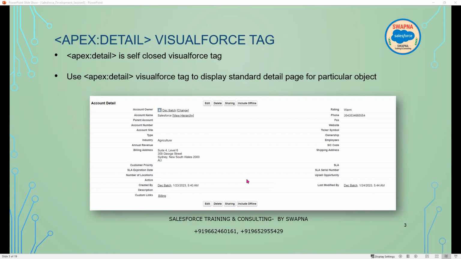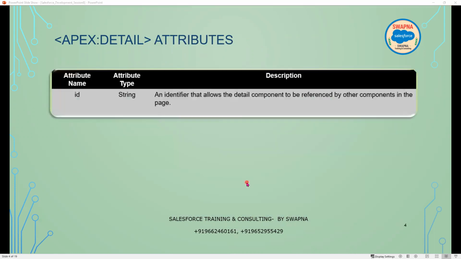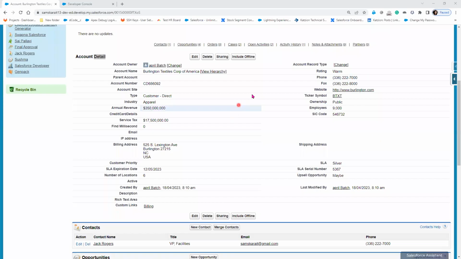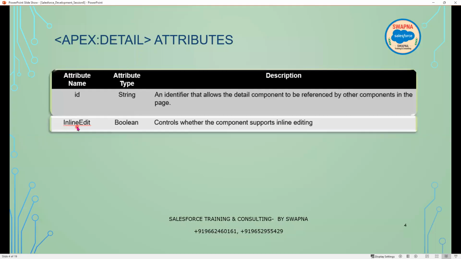Now there are a few attributes on the Apex detail. The attributes are ID, which we know already, the identifier, right? And then we have inline editing. Inline editing is nothing but, in Classic, it is showing the pencil icon here, right? If you want this pencil icon to be visible, then you can use the attribute called inline edit. Inline edit controls whether the component supports inline editing.